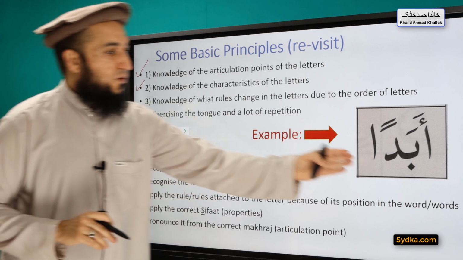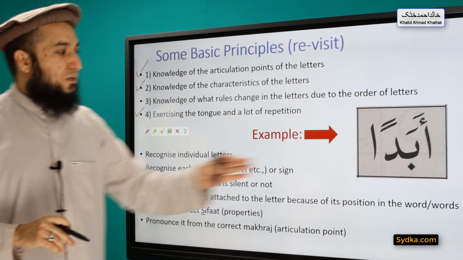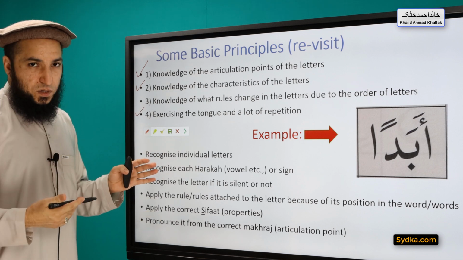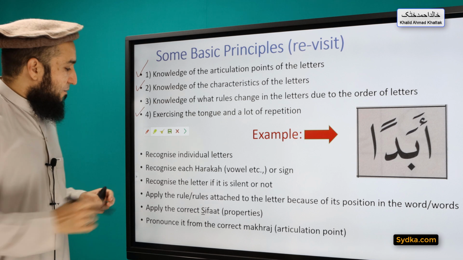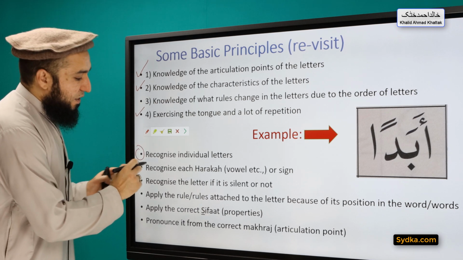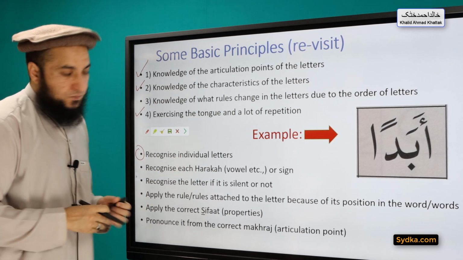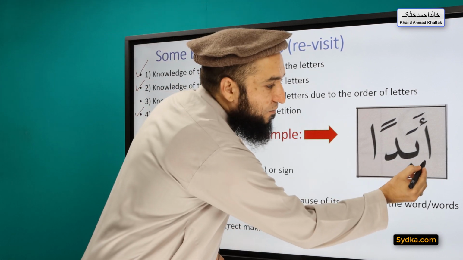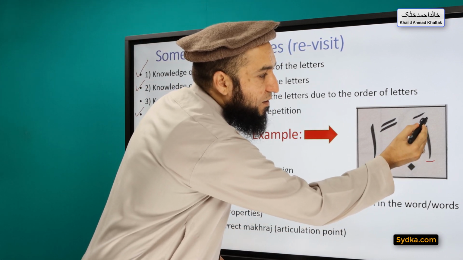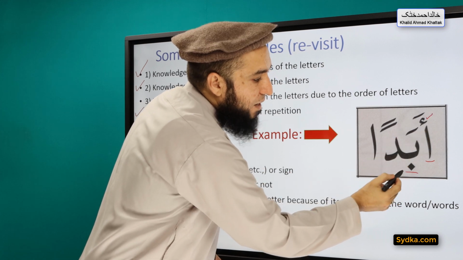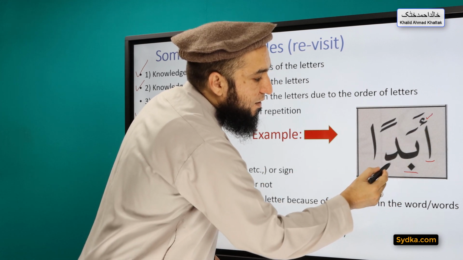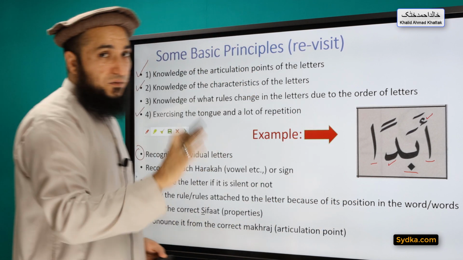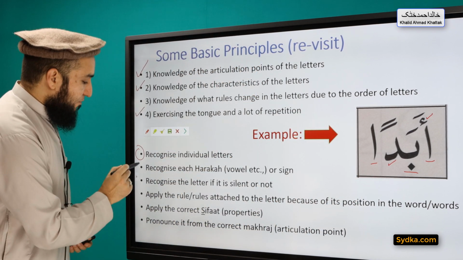So if we are given, for example, a word, we have to apply these steps to make our reading or recitation easy. The first one is recognizing individual letters. So if we go to here, the first one is alif, second one is hamza, third one is ba, and next one is dal. And the final one is alif. So we recognized individual letters, step 1.